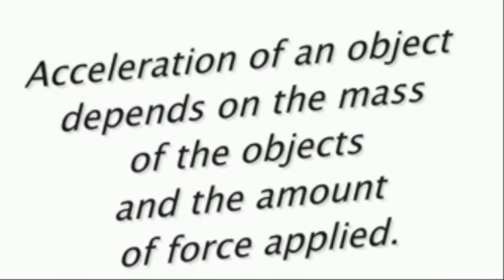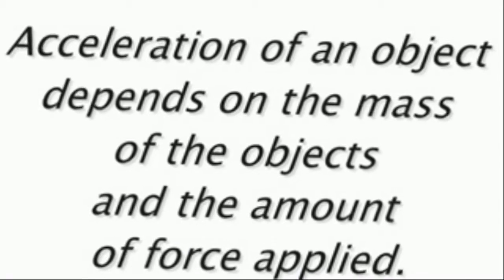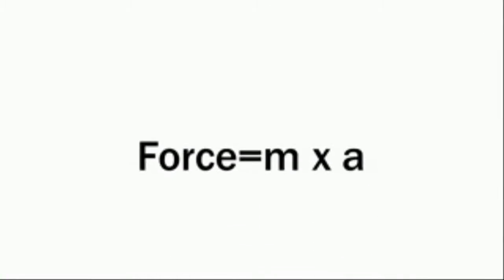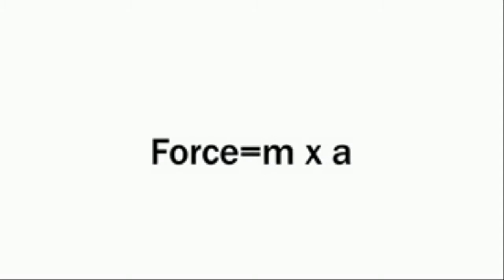Now let's move on to the second law of motion. It is also called the law of acceleration. In the first law, we need to overcome the inertia by acting with an outside force. The second law of motion tackles how fast the object moves. It states that the acceleration of an object depends on the mass of the object and the amount of force applied. In mathematical terms, force is equal to mass times acceleration.